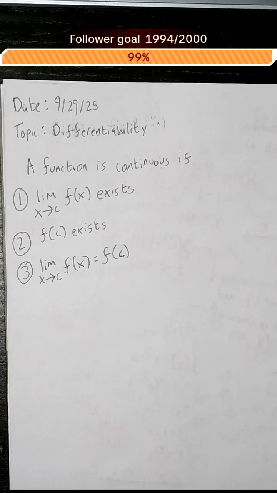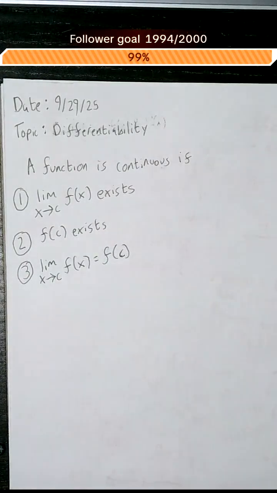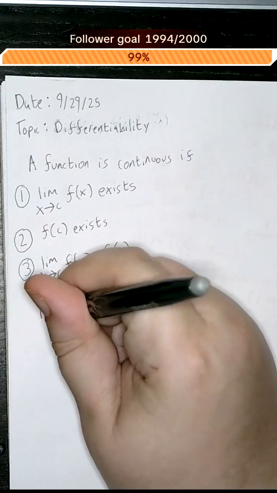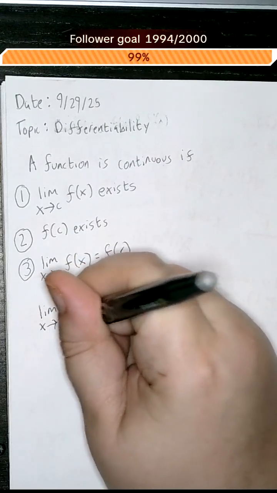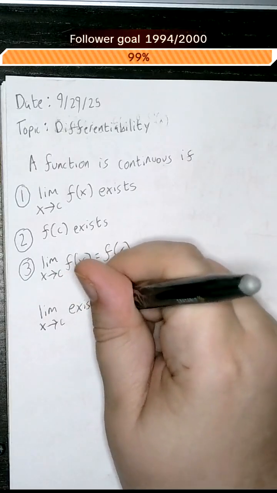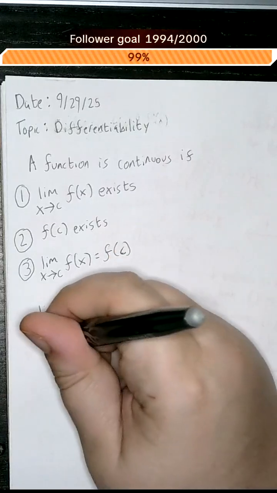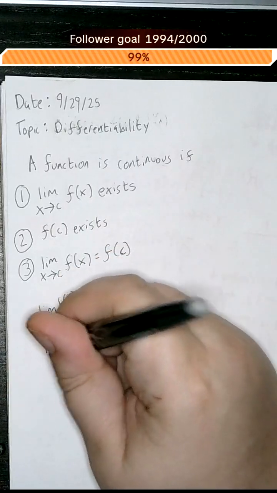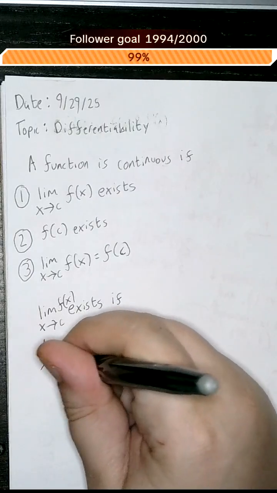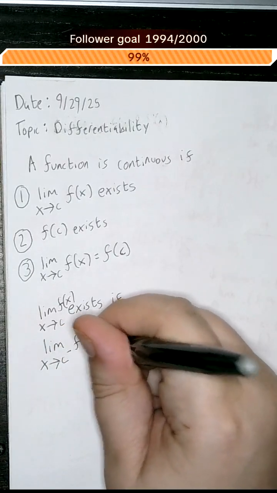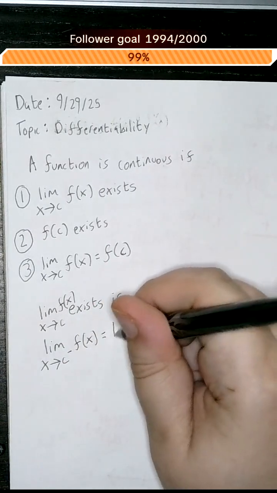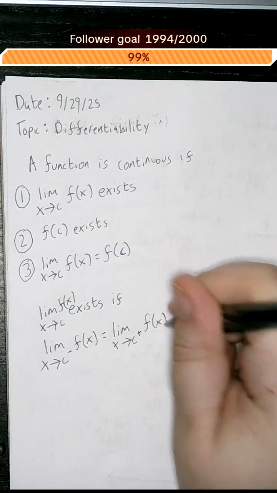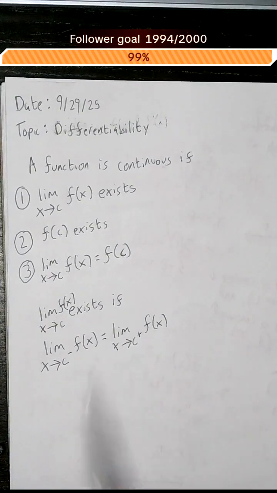So how do we know that the limit as x approaches c of f of x exists? Well, remember, the limit as x approaches c exists if the limit as x approaches c from the left of f of x is equal to the limit as x approaches c from the right of f of x. So if these 2 things are equal, then this limit exists.